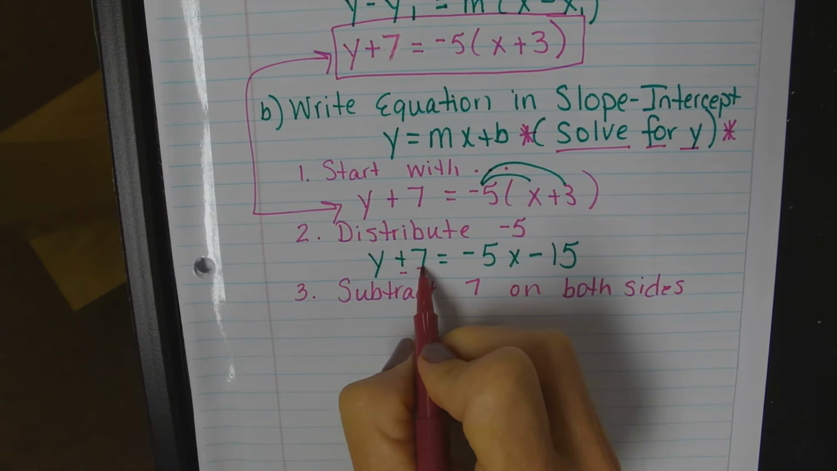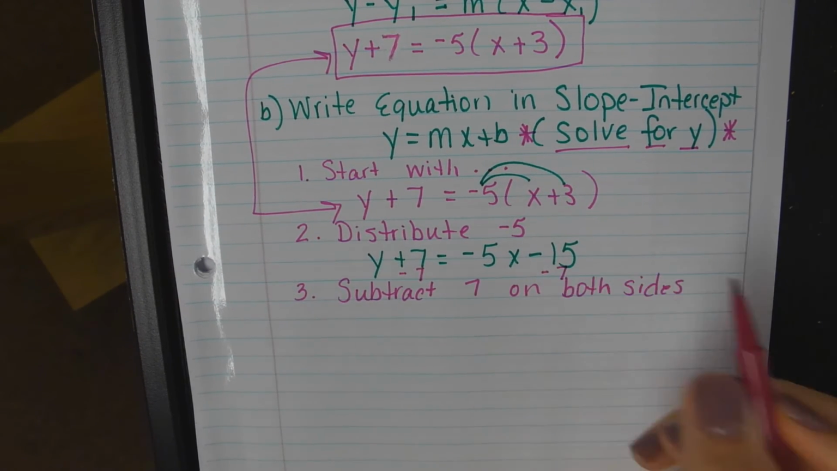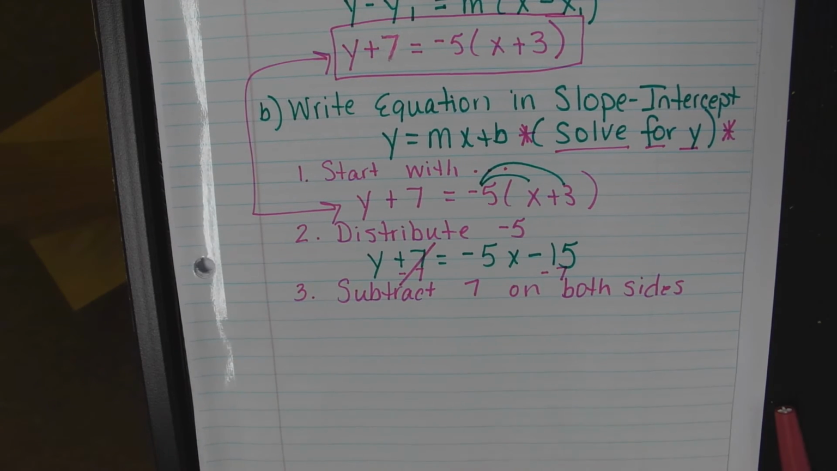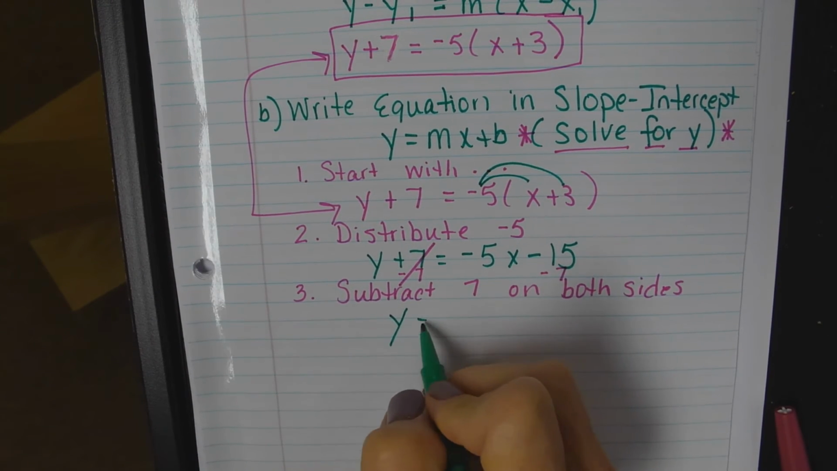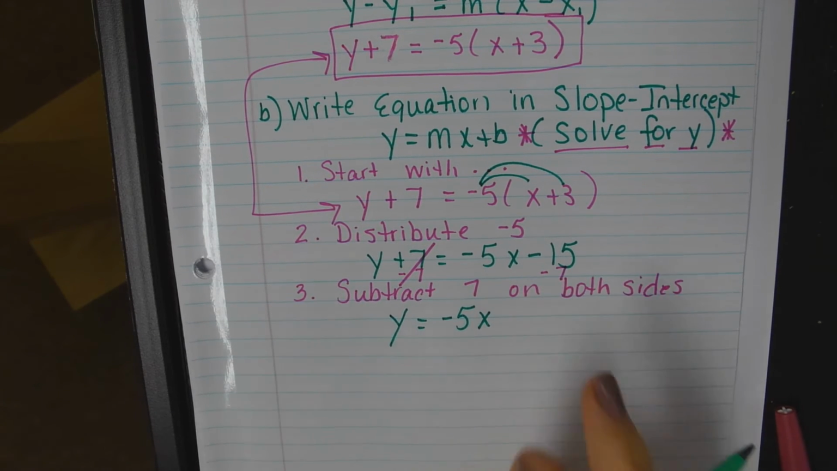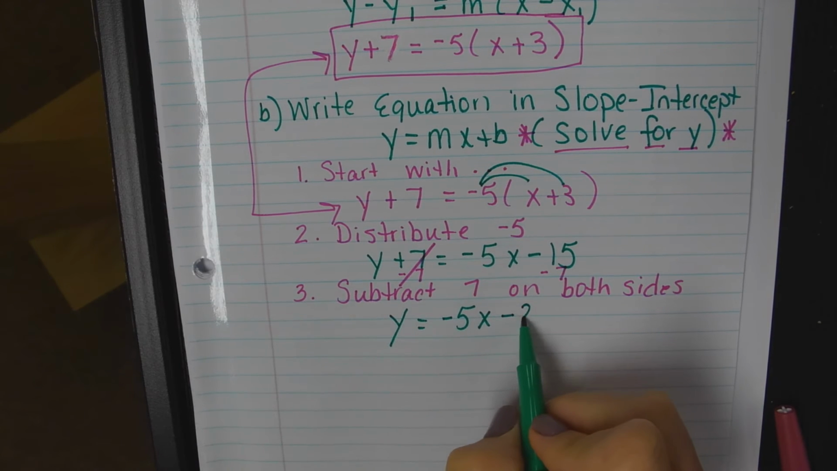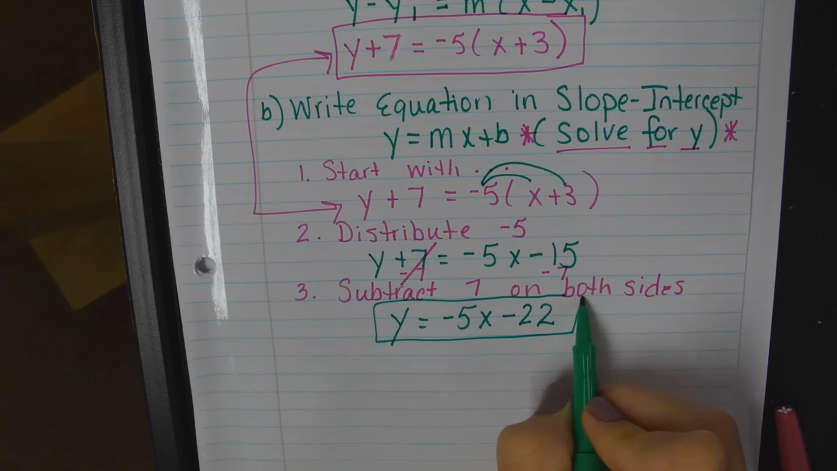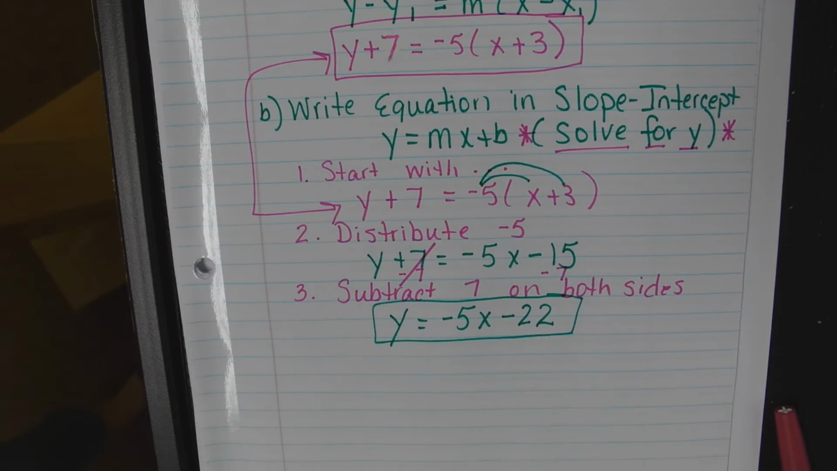So you're going to say -7. You do that to get that to cancel. So my answer is y equals -5x, -15 and -7 is -22. There is the answer to question B.